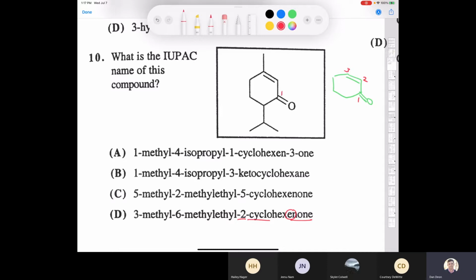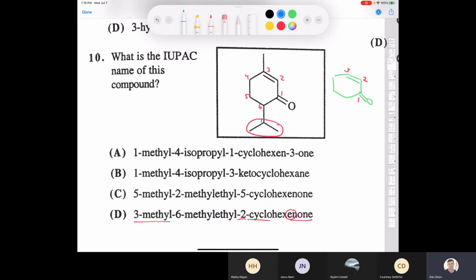So we number the compound like this: 1, 2, 3, 4, 5, 6. We have the isopropyl at carbon 6, and we have the methyl at carbon number 3. So our methyl's at carbon number 3. And you remember that even though this is an isopropyl group, we can also use the systematic way of naming it, right? And we did discuss this in class.